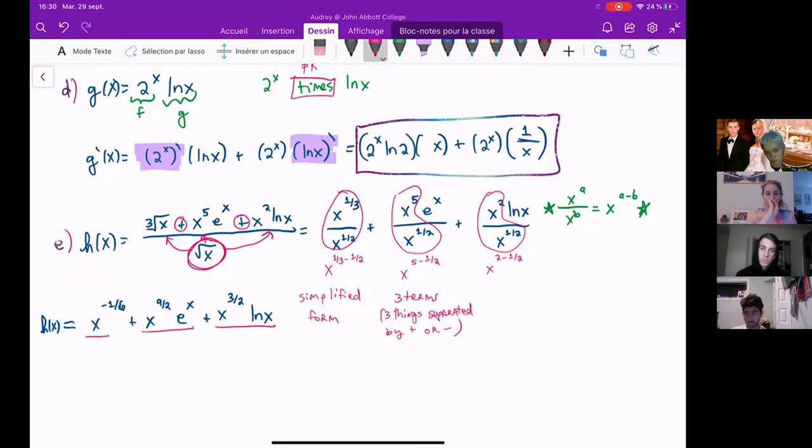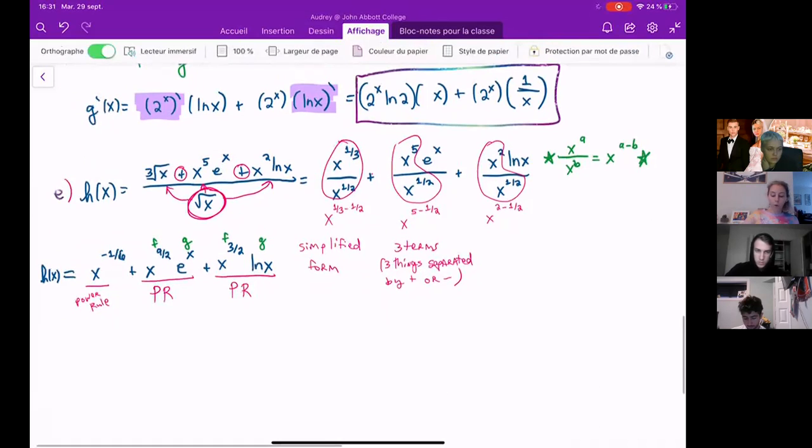The second and third. Good job, Michael. So the second and third ones have products. This is a product, so this is going to require a product rule. This is a product. This is going to require a product rule. I have an F and I have a G in each of them. What rule am I going to use for the x to the negative 1/6? Just my simple power rule. You got it. Power rule.